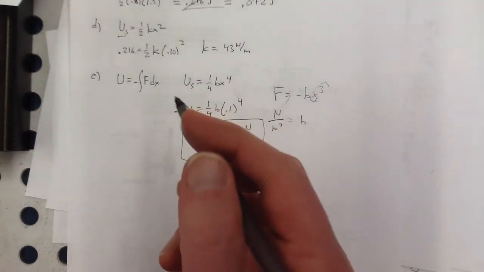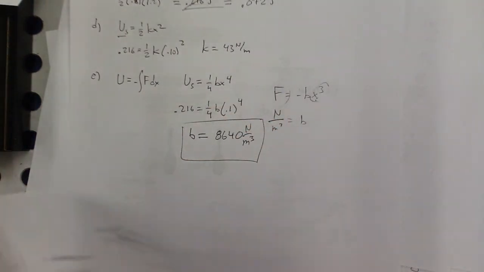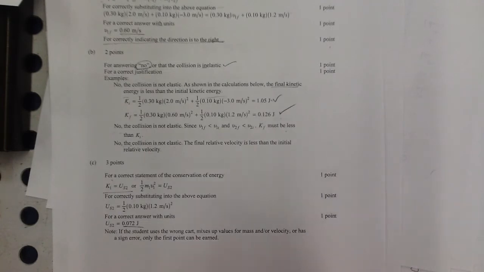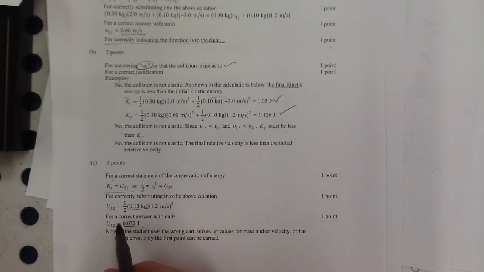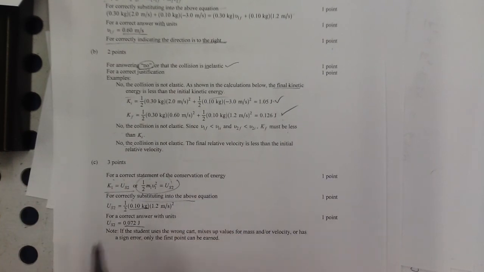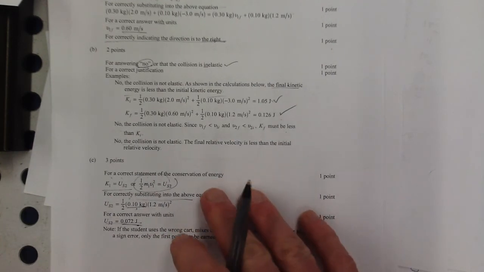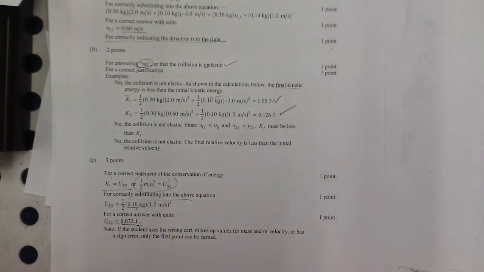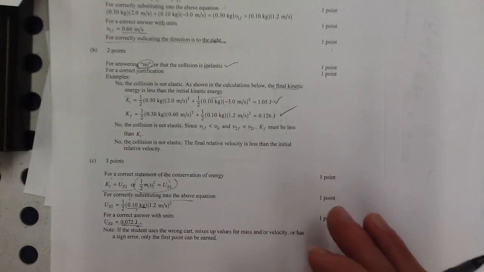And let's see, so let's just pretend that we did use the right mass. Then just looking at what they gave points for. Statement of conservation of energy, which we had, for correctly substituting, which I didn't do. I messed that up. And then for correct answer with units. So that's the correct answer. If we're keeping score, I would have got 1 out of 3 on that.